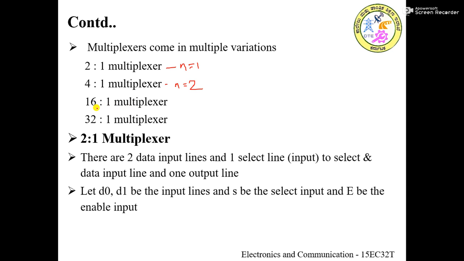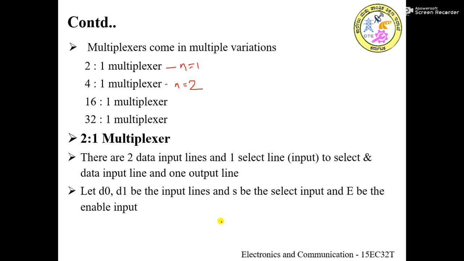Similarly, with n equal to 3, I can get 8 is to 1 mux. With n equal to 4, I can get 16 is to 1 mux. And with n equal to 5, I can get 32 is to 1 mux. Like this, these multiplexers are available in the market with different variations. First, we shall discuss the very first variation, that is 2 is to 1 mux.